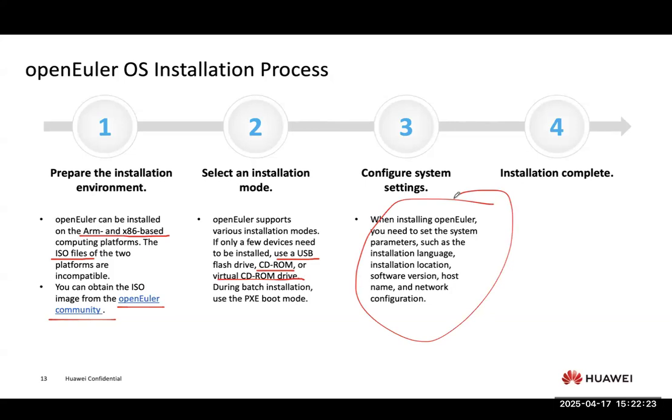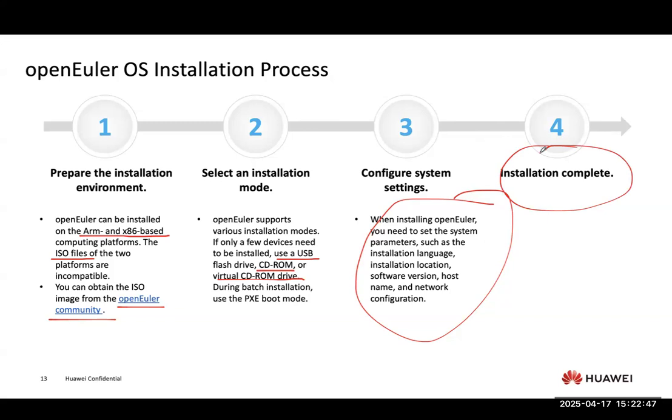And it's similar to how you would install CentOS, which is a similar operating system. CentOS is just a free version of Red Hat. And then after that, your installation will be complete, and then you would have installed openEuler. That's the first part of installing it.